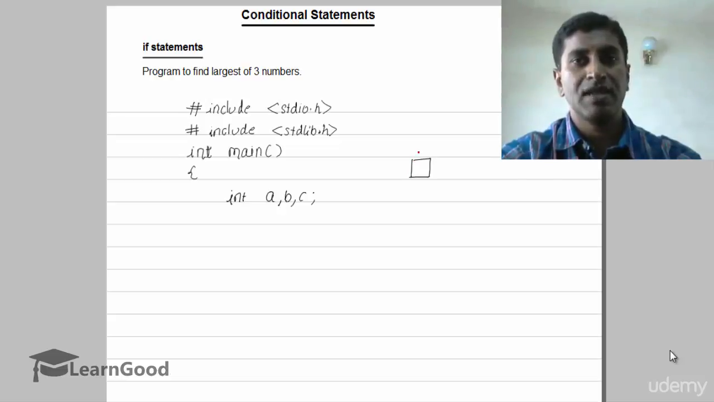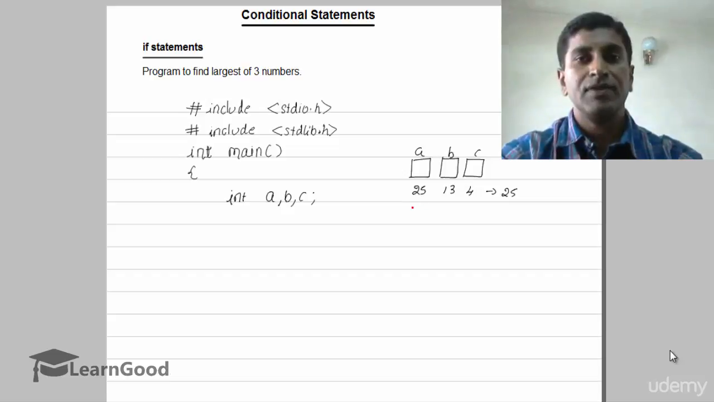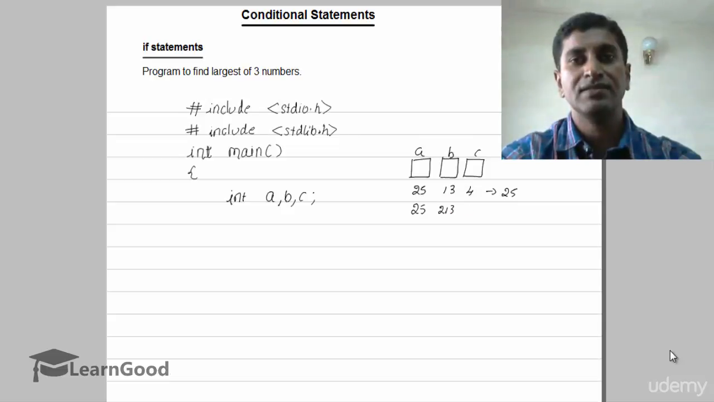2 bytes have been allocated for each integer variable: a, then b, and then c. Let's say a value is given 25, b value is given 13, and c value is given as 4. In this case, a will be the largest, so you have to display 25 as the largest. If a value is 25, b value is 213, and c value is 4, in that case I have to display 213 as the largest.